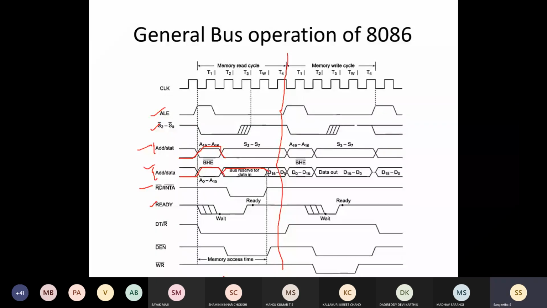And this DEN, what is DEN? Anyone can say what is DEN? I think we have already seen the full form. Anyone?